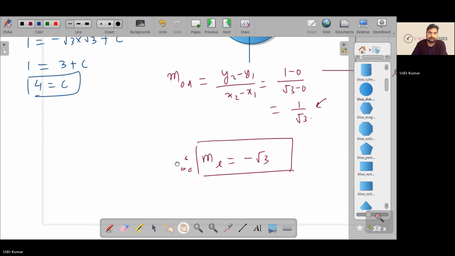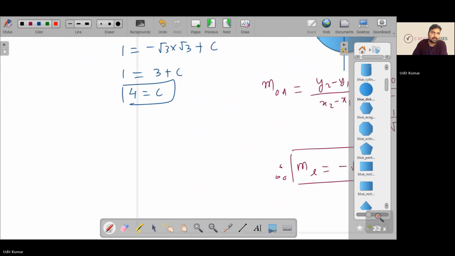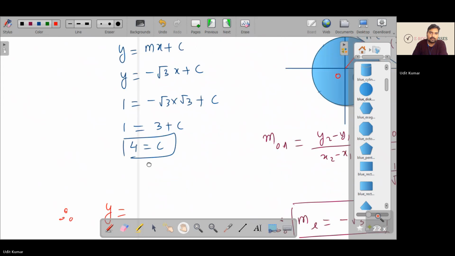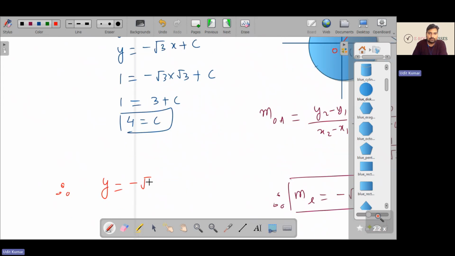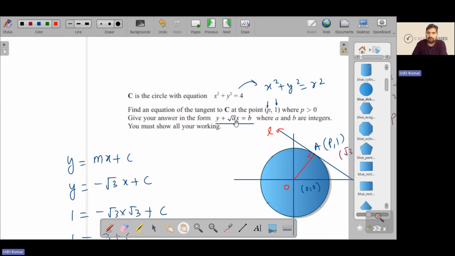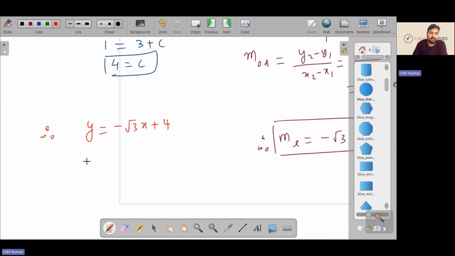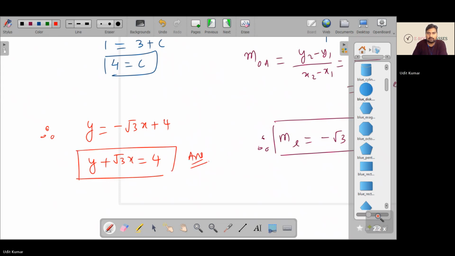Therefore, the equation of the tangent will be y equals negative root 3x plus 4. But we have to write the answer in this form, right? So it will be y plus root 3x equals 4. And this will be our answer.